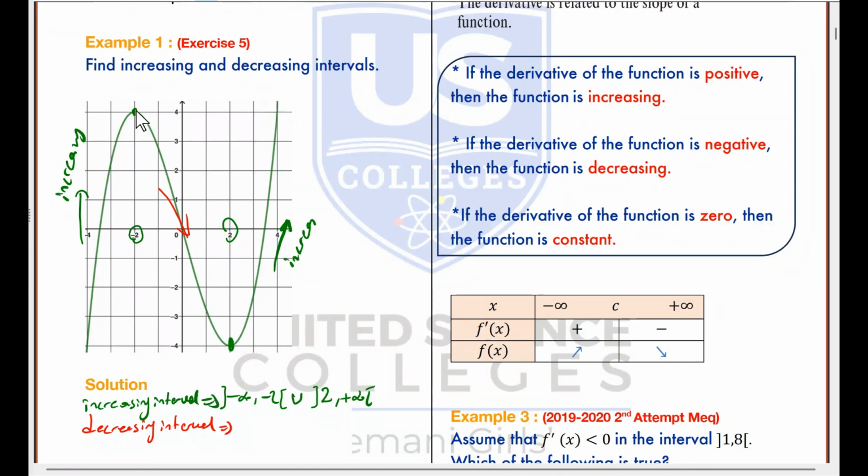Decreasing interval from negative 2 to 2. So like the other part, we are not including the numbers. So between negative 2 to 2, function is falling down, decreasing. So this is how you identify increasing and decreasing intervals.